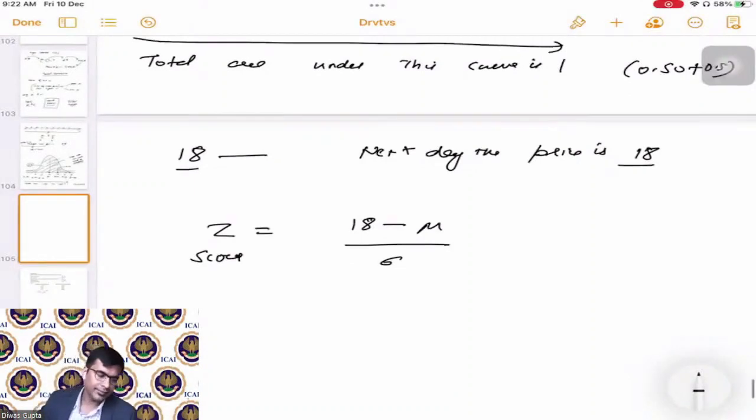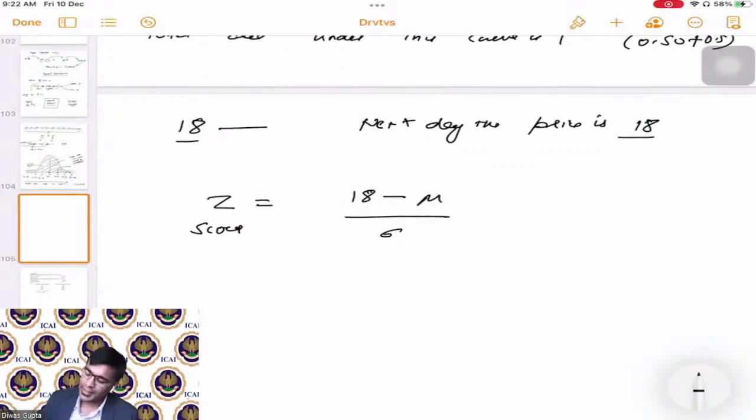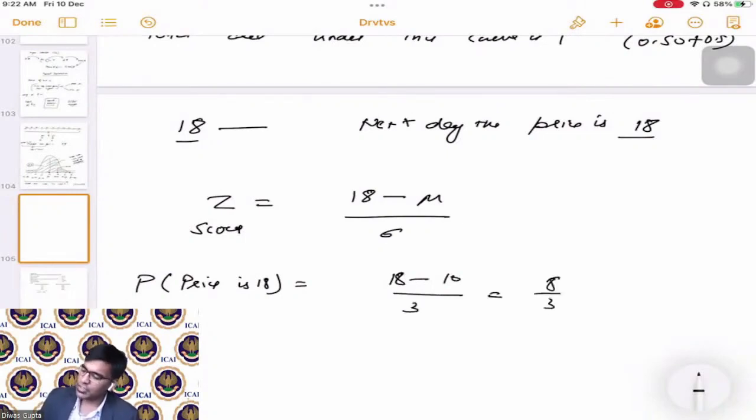Okay, students. So what is the probability that the price is 18? It is given by 18 minus mu; mu is what? 10, divided by the standard deviation, which is what? 3. So 8 by 3, which comes out to be 2.66. So the Z score is 2.66.